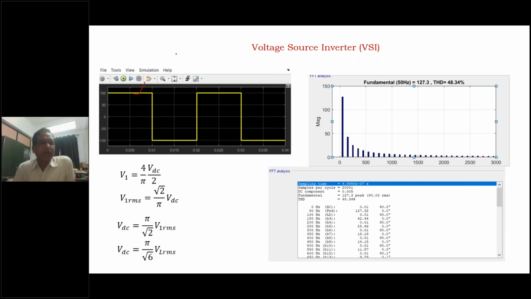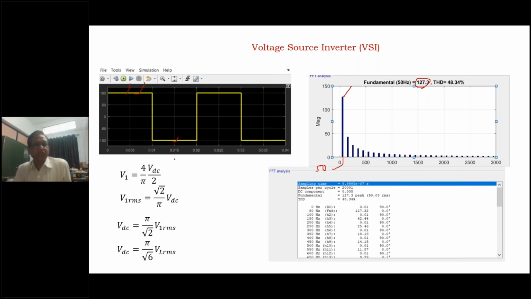Now see here, this is the output voltage waveform of an inverter. When the upper switch is on, we get 100 volt. When the lower switch is on, we get minus 100 volt. If you do its FFT analysis, this square waveform has a fundamental wave, and its frequency is 50 hertz. Its magnitude is 127.3.